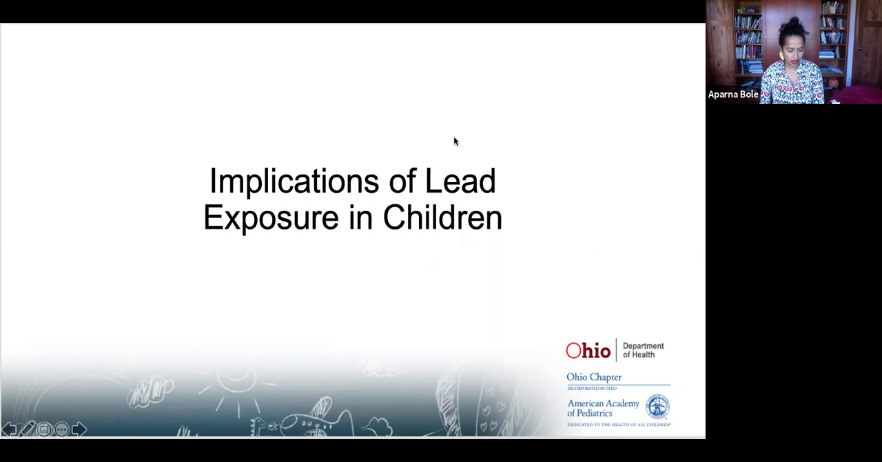So what are the implications of lead exposure in children? We'll talk through the signs and symptoms of acute toxicity, which are uncommon, and then the concern that we think about the most, which is the toxicity to the developing brain that can have lifelong consequences to children and adults.